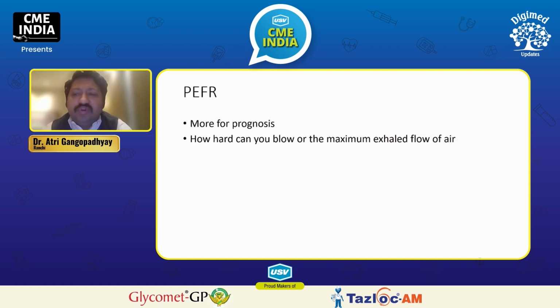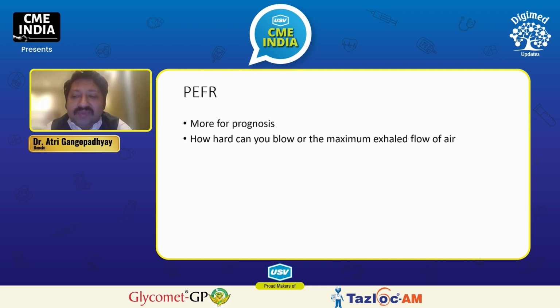PEFR, more for prognosis. Like today, someone's PEFR was 2 point something. After medicine, that person's PEFR became 5 point something. So you can tell that you can blow better now. So your lung capacity or that obstruction is definitely getting better. So PEFR is more for prognosis. Like in follow up, you can tell that, see, from previous, your PEFR is getting better.